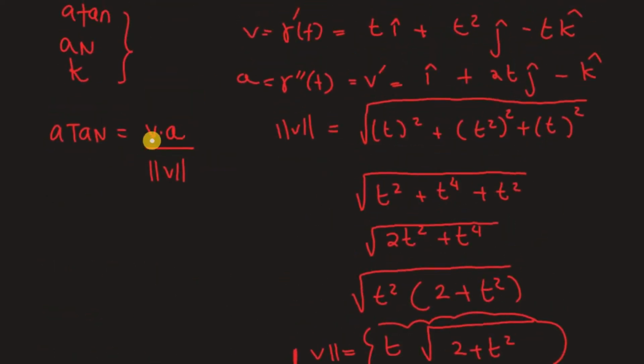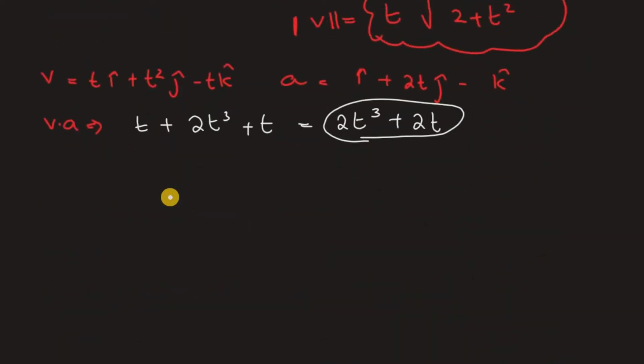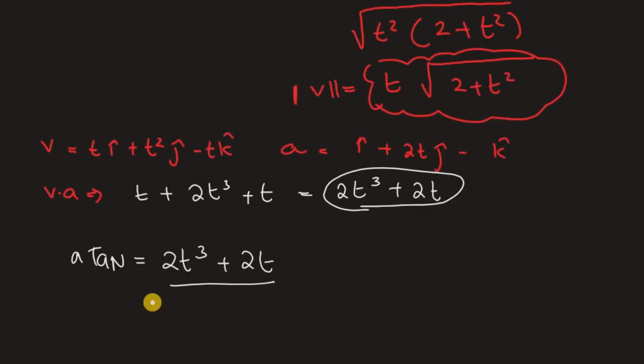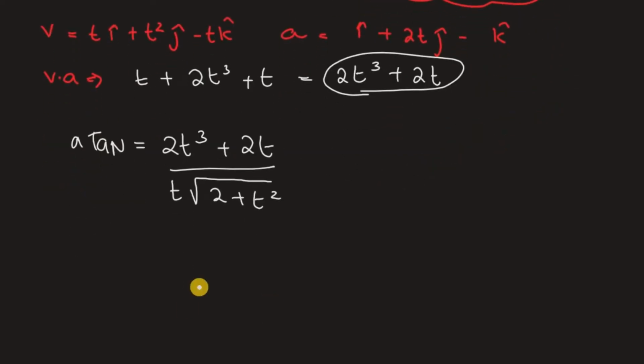So here you got this v dot a and you have the magnitude. So let's go ahead and find a tan. So a tan is equal to v dot a, which we got over here, 2t cubed plus 2t, over the magnitude of v, which we found here, t times the square root of 2 plus t squared. Okay, so now let's see if we can simplify further. So yeah, we can simplify further if we factor out the t from the above equation. Okay, so let's go ahead and do this. So if we factor out the t, we get 2t squared plus 2, and at the bottom we have t.